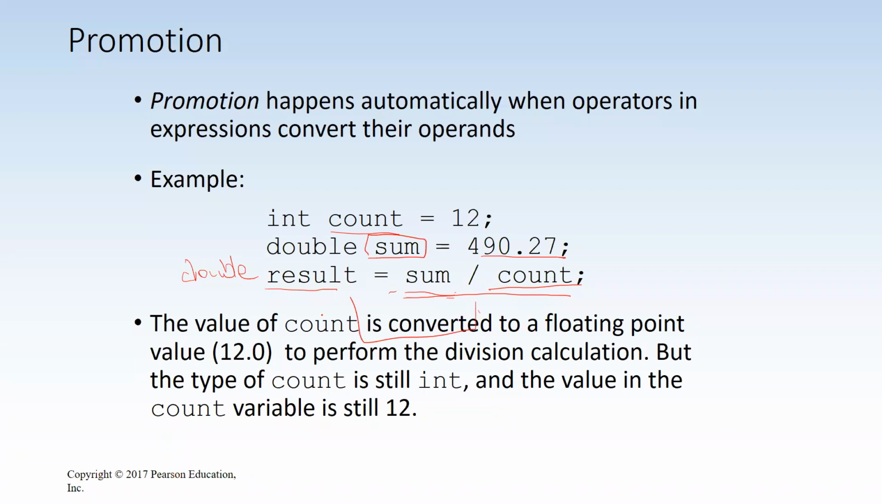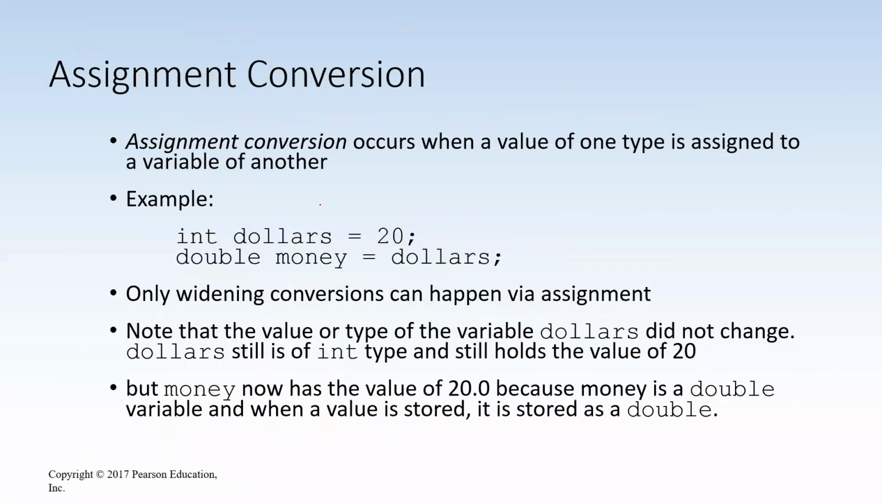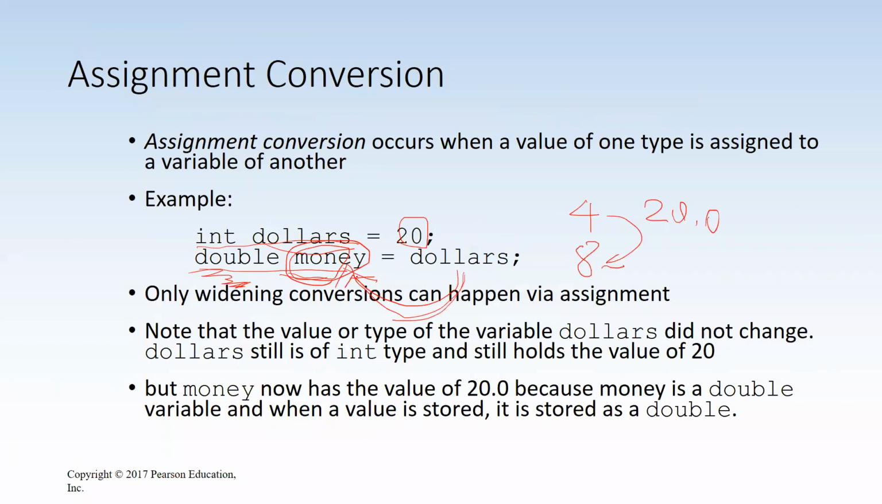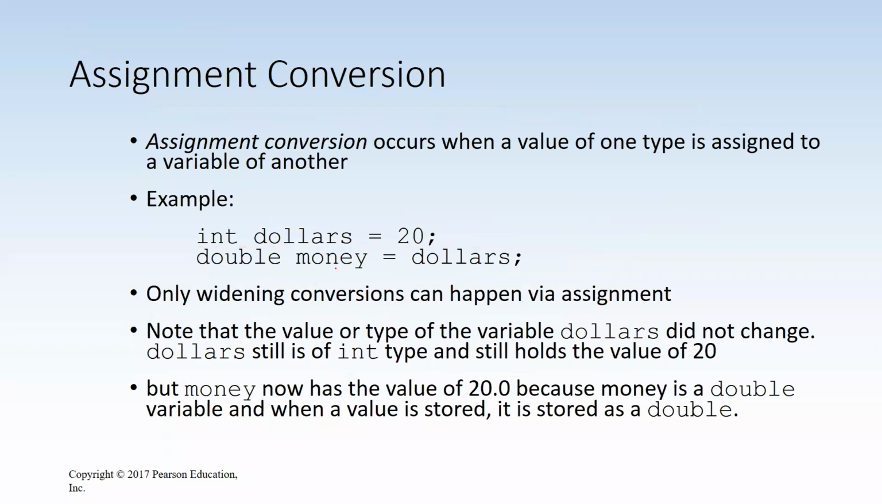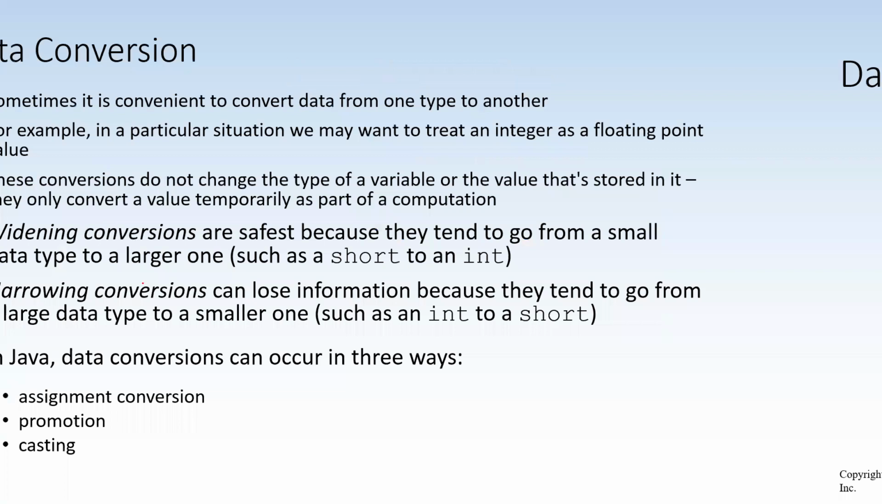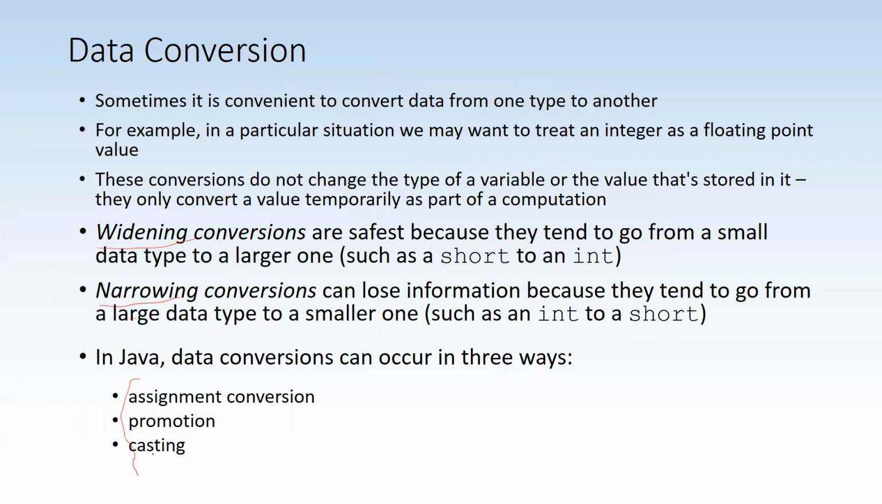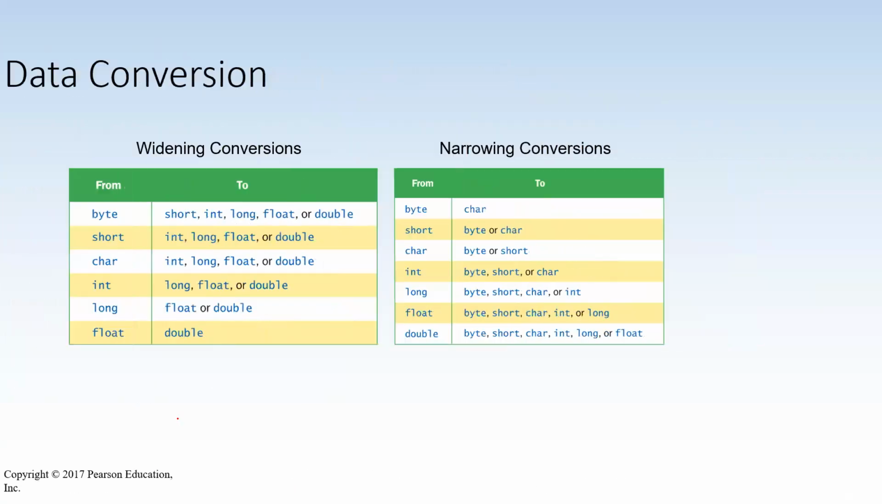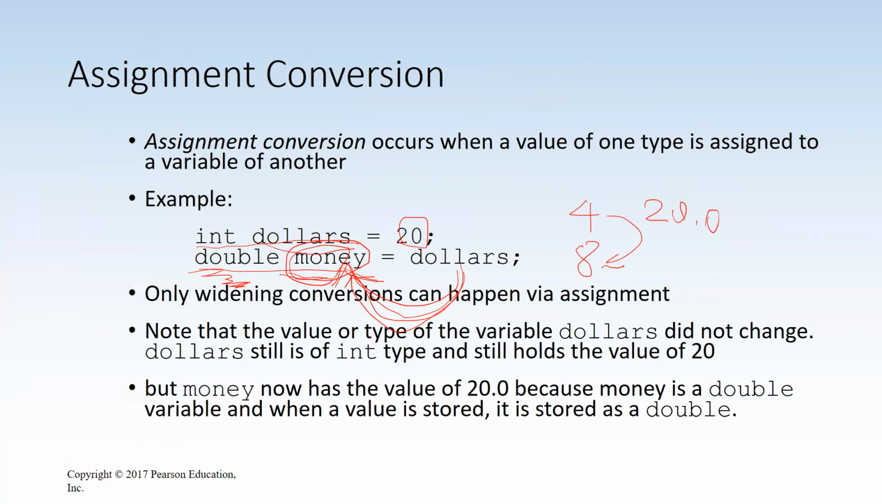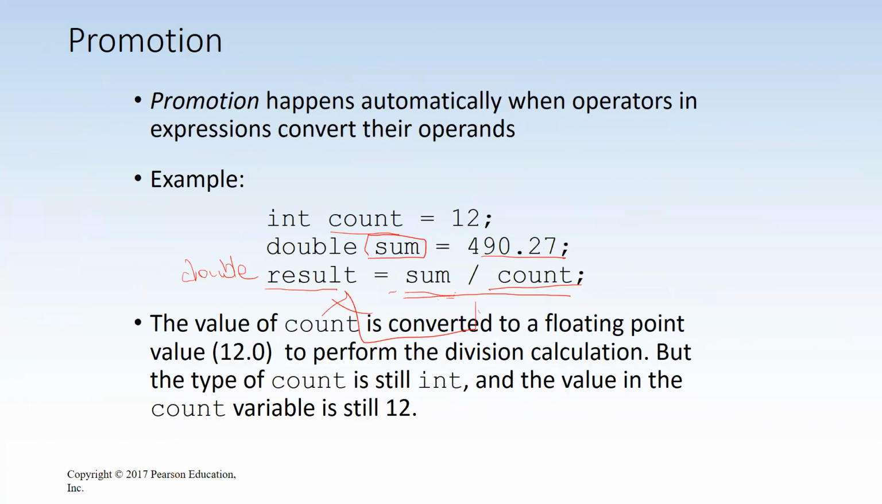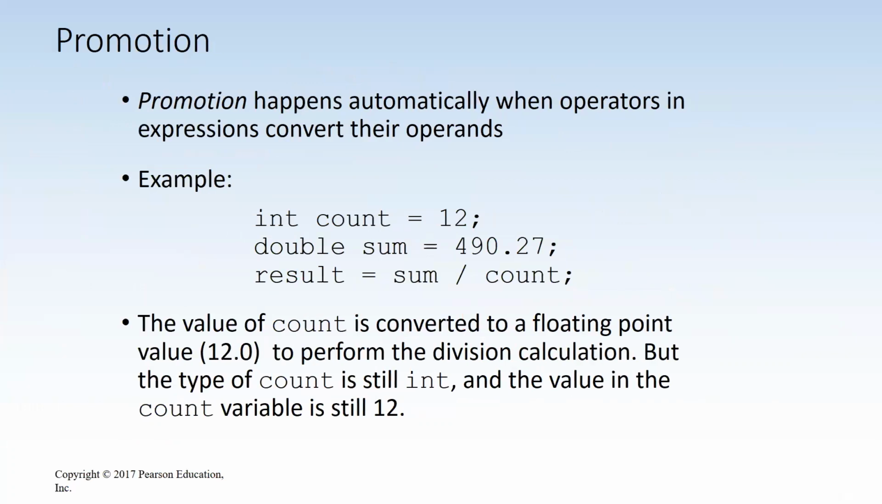So we put that. This is called promotion. That means you are accompanied by a double, now you are promoted to a double. That's what that means. And this is called assignment casting, right? Because you're assigning an int into a double. And that's the three different types: assignment, promotion, and then the last type is casting. You don't have to differentiate them. You just need to understand these mechanisms, okay?